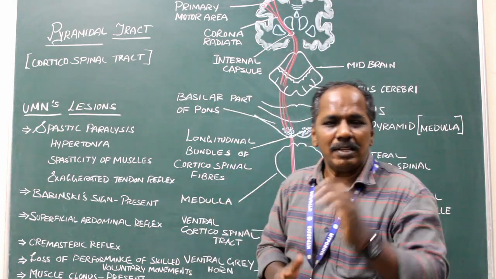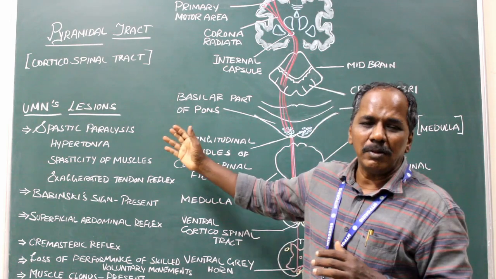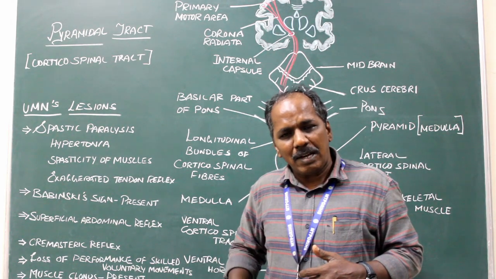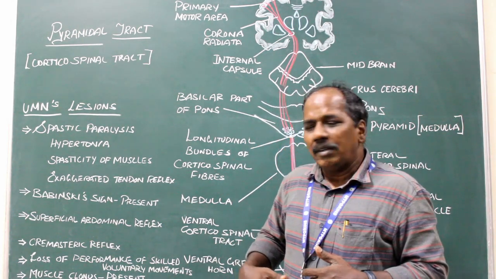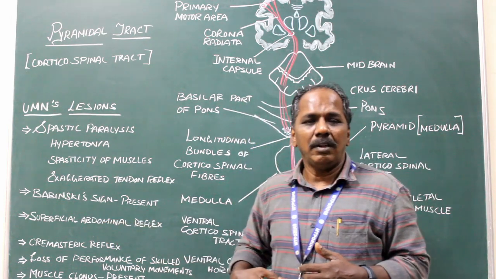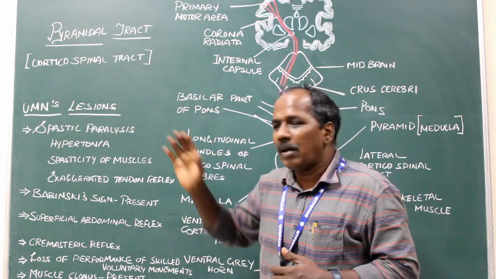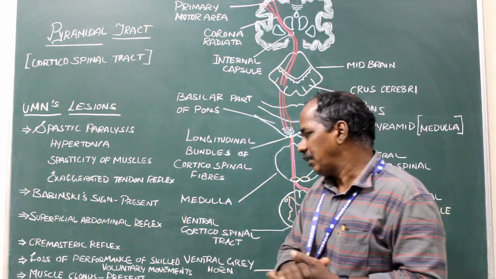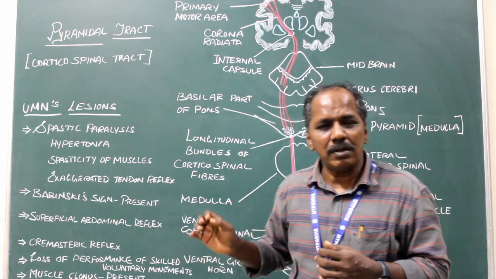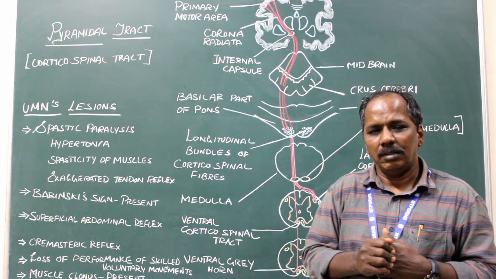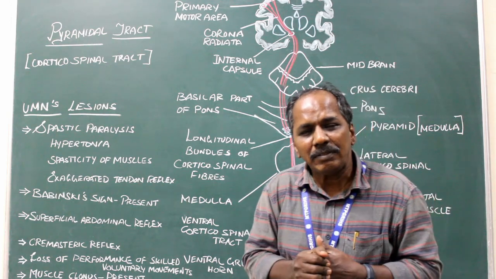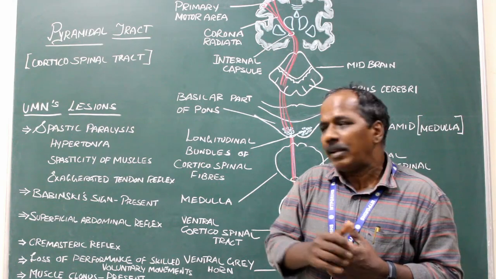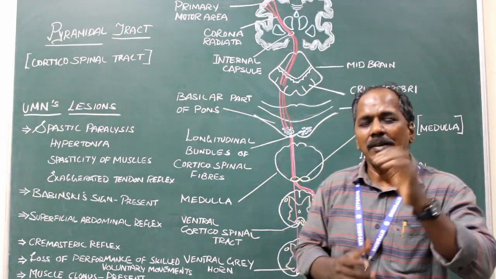Superficial abdominal reflex is absent in upper motor neuron lesions. When the skin over the anterior abdominal wall is scratched, the superficial abdominal muscle will contract, but in upper motor neuron lesions, it is absent. Cremasteric reflex is also absent. When the skin over the medial side of the thigh is stroked, the cremasteric reflex takes place, but in upper motor neuron lesions, it is absent.